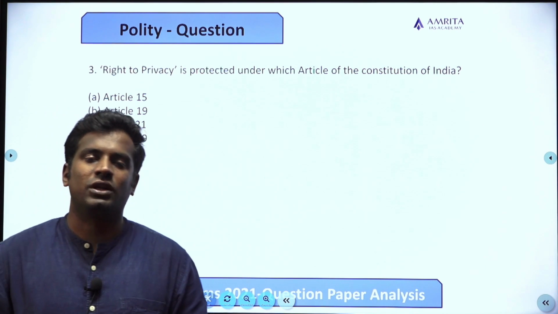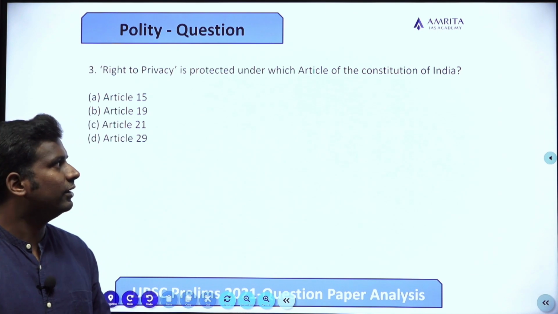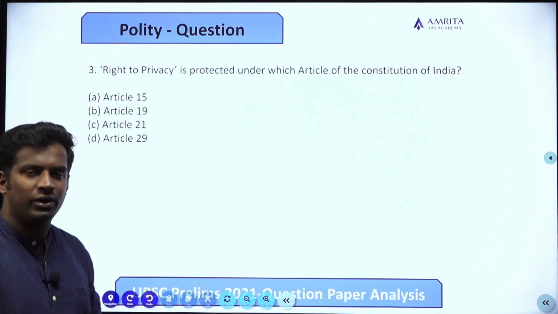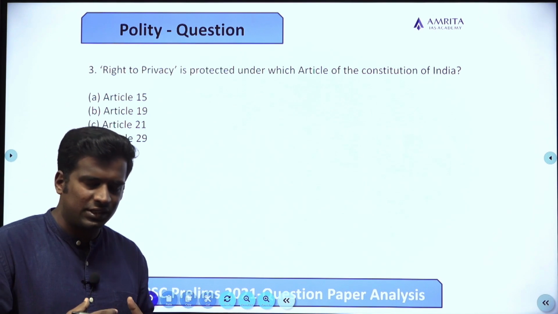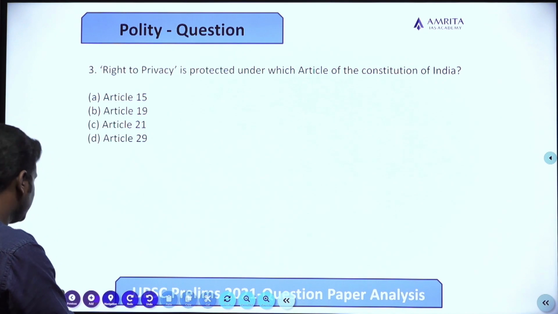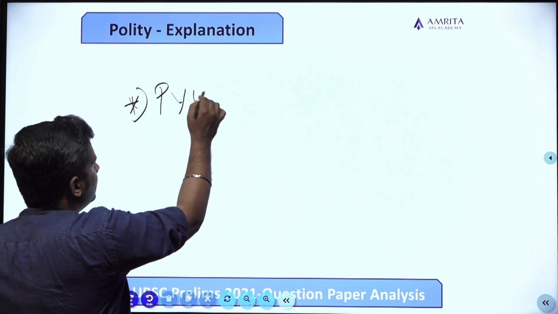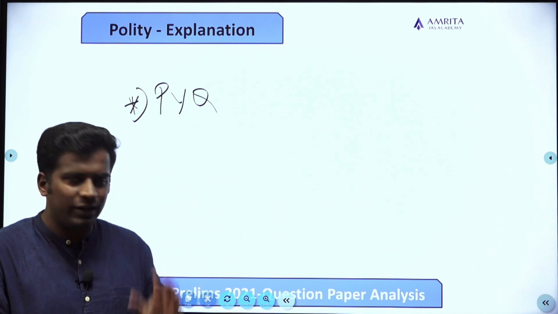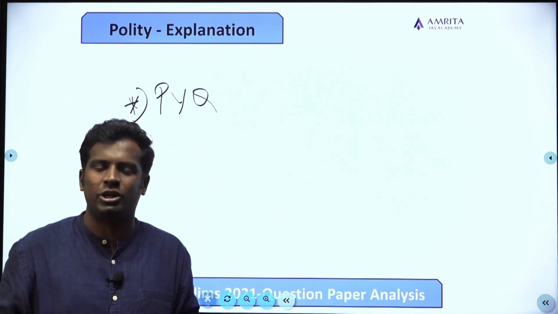This is the third question with regards to the polity subject. Right to privacy is protected under which article of the Constitution? Article 15, Article 19, Article 21, Article 29. Obviously, having a basic understanding, this is a question which has already been asked. It's a PYQ question. Apart from that, this is also a question which is purely conceptual, and this is something which is easily understood if one understands the fundamental rights.